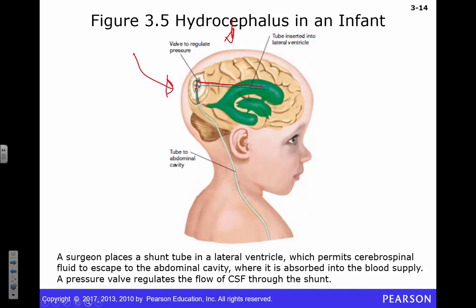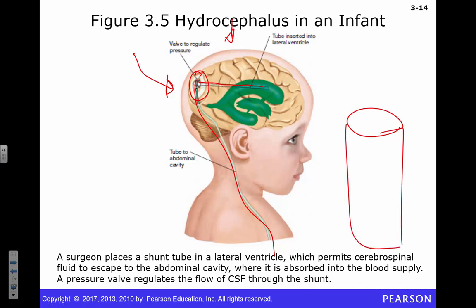So when you run out of space in your brain case, you start to put pressure on the brain tissue itself, and that can cause a lot of mechanical damage and brain damage. So instead, we put that nice little valve in, drain this down into your abdominal cavity, and just absorb that. That kid also needs to look at a glass of water.